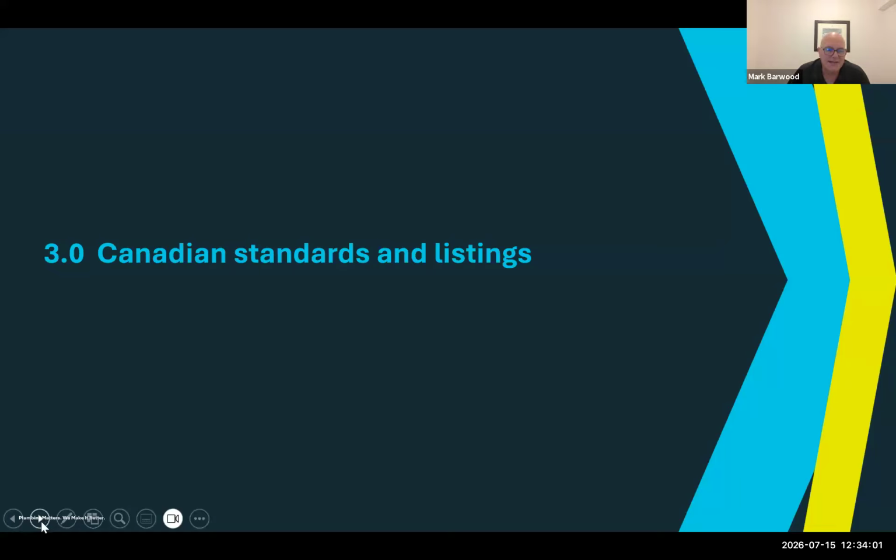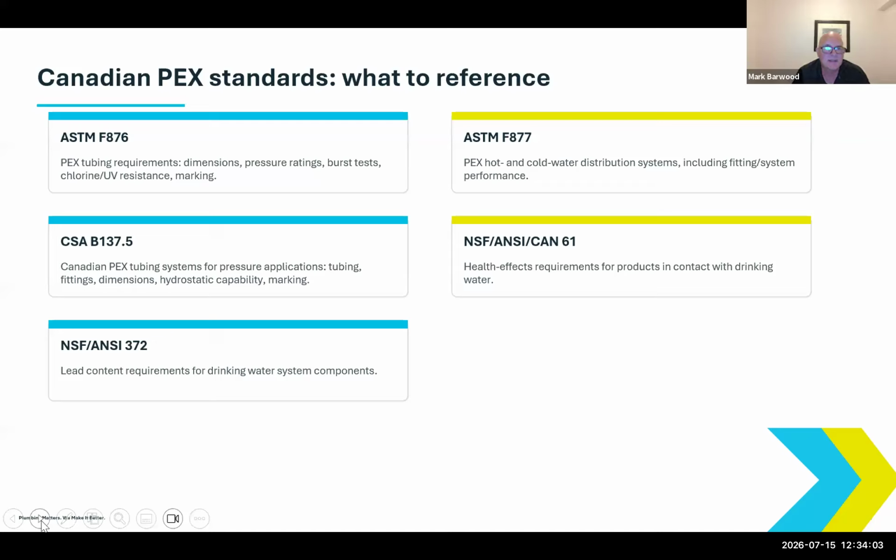Okay, Canadian standards and listings. So I think I mentioned earlier ASTM F876 was sort of the first standard in North America. It's an American standard. ASTM actually stands for American Society for Testing and Materials. It's very widely referenced, well known. Lots of people know about that standard.